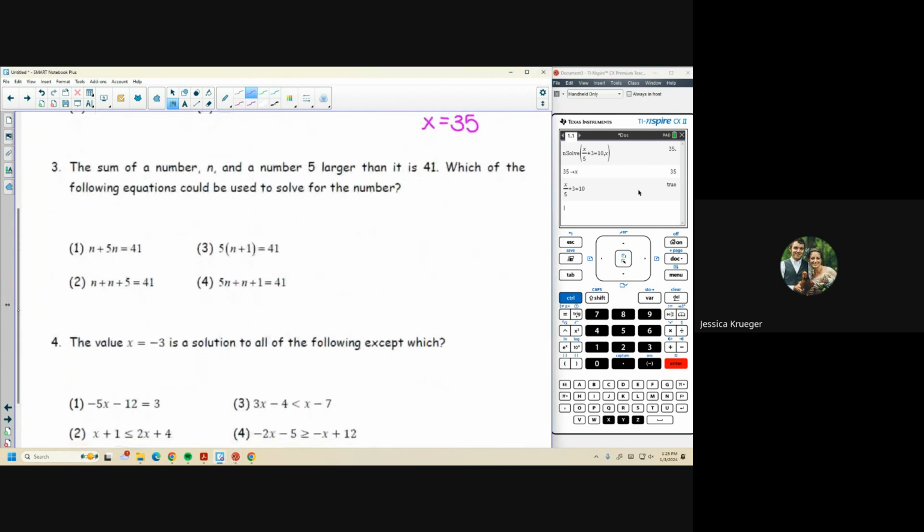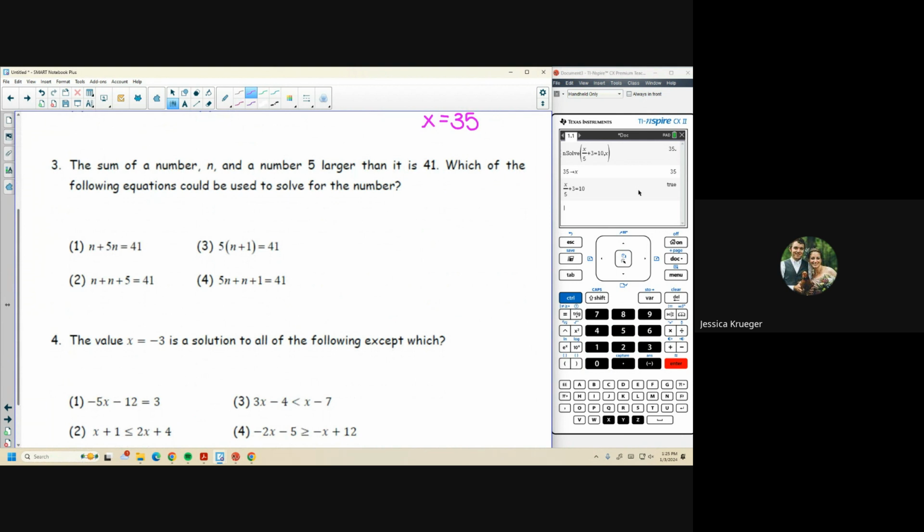Okay, number 3, the sum of a number n and a number 5 larger than it is 41. So the sum, that means I'm going to be adding, of a number n and a number 5 larger than it. The it they're referring to is n, the number. So I'm adding two things, the sum, okay? What I'm adding is a number n, and means I'm going to the other side of my plus sign, a number 5 larger than n. Well, 5 larger than n is n plus 5, and that equals 41.